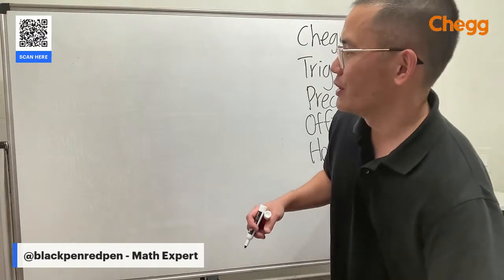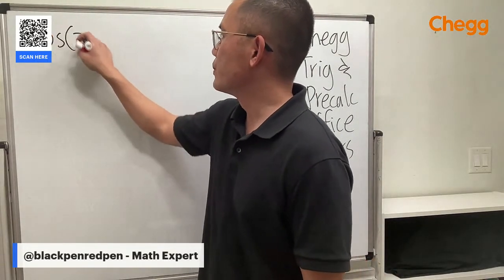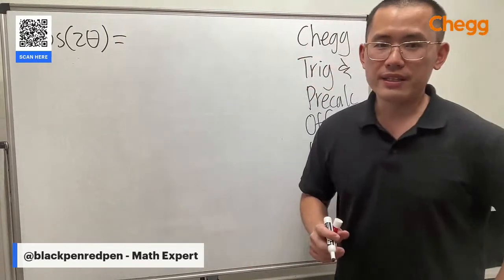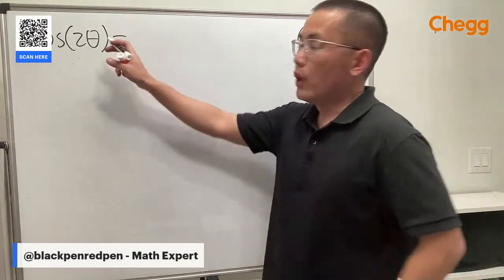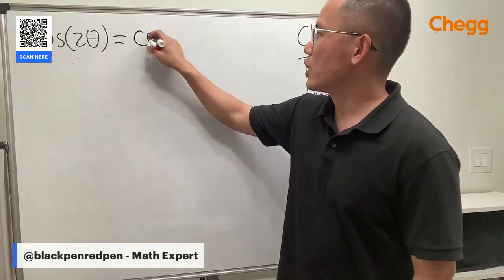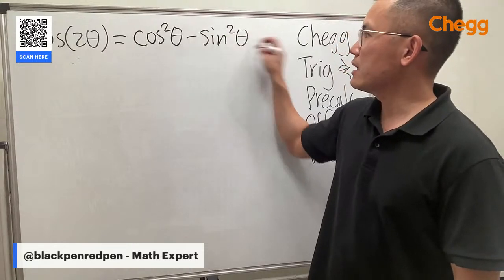Okay, maybe we can do this right here. So here's the deal. If you have cosine of 2 theta, let's start with a double angle identity. What we are going to get is you have 3 versions. You can get this as cosine squared theta minus sine squared theta.